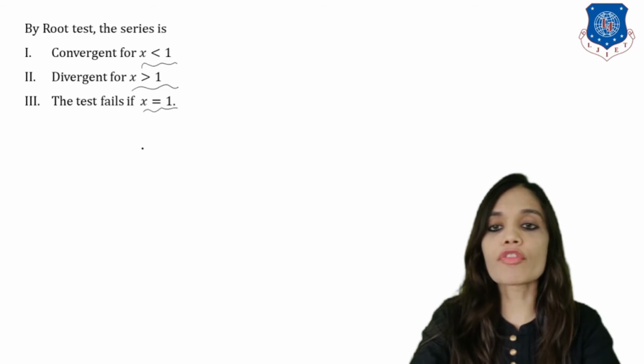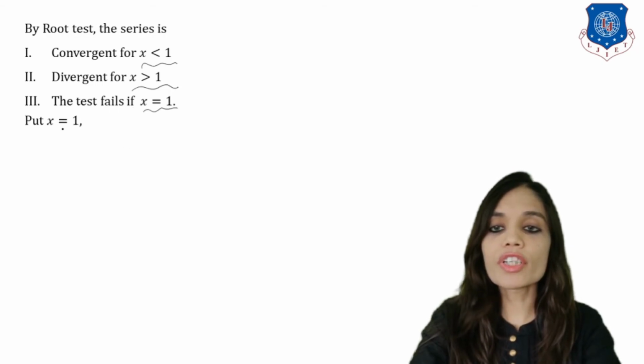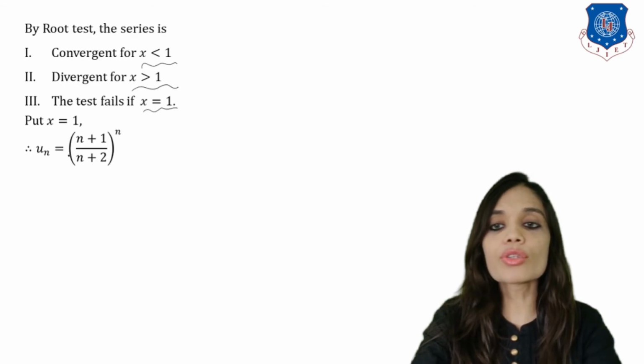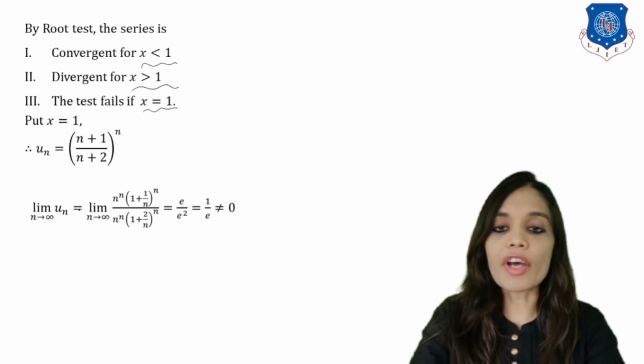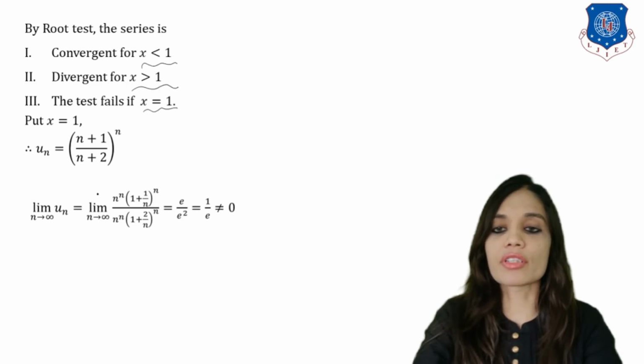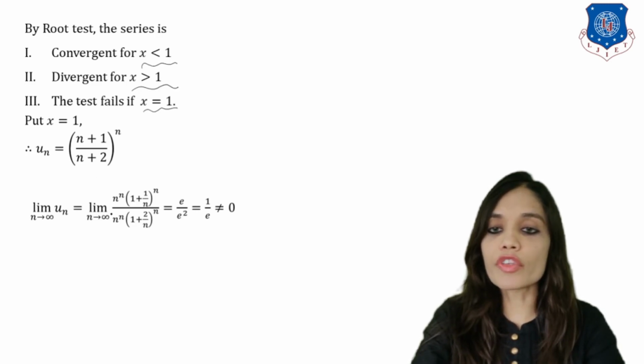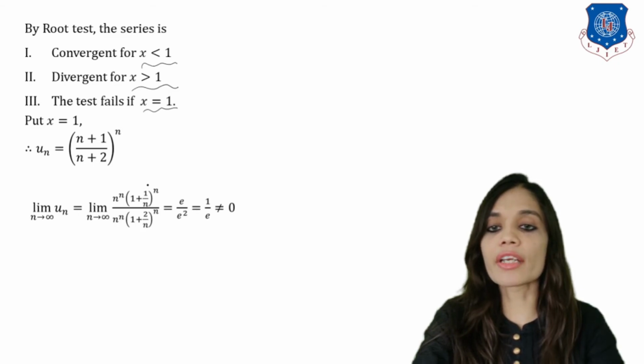So again we have to check for x equal to 1. So we will put x equal to 1 in our un. So what will be our un finally? ((n plus 1) upon (n plus 2)) whole raised to n. Now again similarly we will find the limit n tends to infinity un, that is we will apply our nth term divergence test. So limit n tends to infinity, take out n common from the numerator and denominator. So n raised to n times (1 plus 1 upon n) whole raised to n upon n raised to n times (1 plus 2 upon n) whole raised to n.